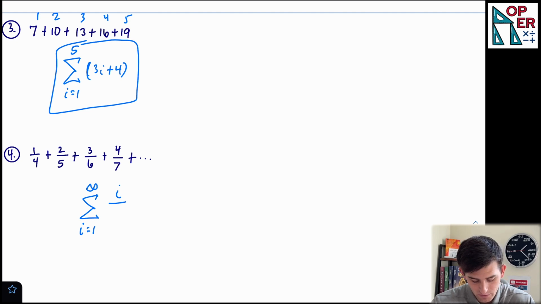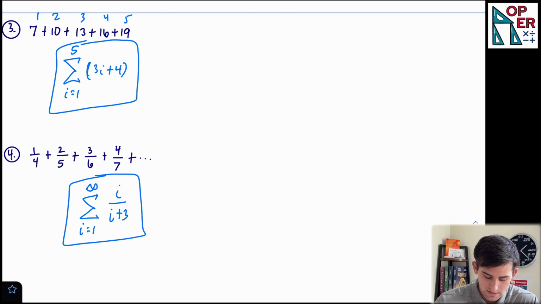Now across the bottom we just have 4, 5, 6, 7. So it's essentially like we're starting with our first term but increased by 3, right? So 1 plus 3, 2 plus 3, 3 plus 3, so on and so forth. So our denominator would just be I plus 3. Okay, and that would be our final rule for number 4, and that is how you can write a rule for sigma or summation notation.